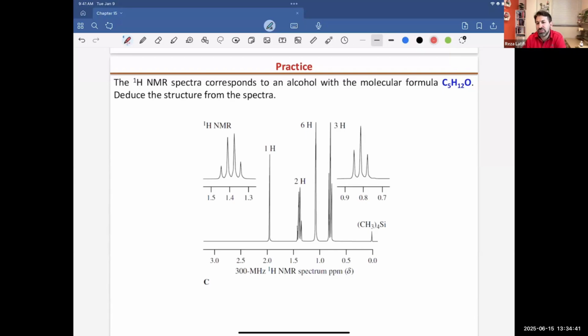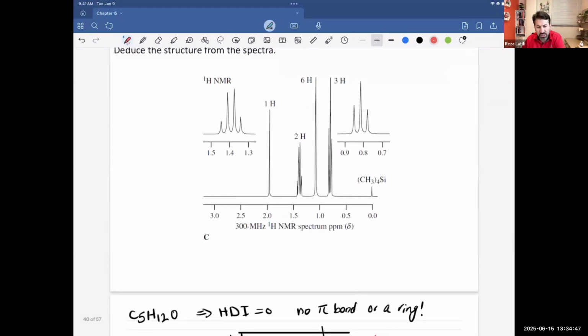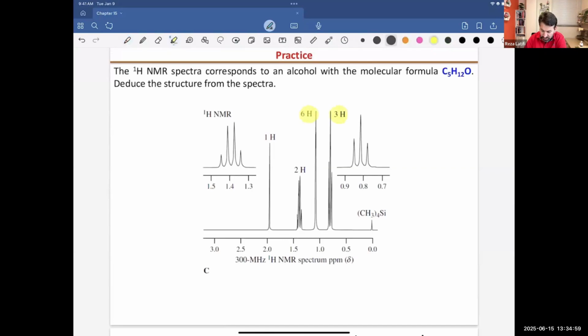Okay, so they gave us a C5H12O. That's going to be a saturated compound because the hydrogen deficiency index number is going to be equal to 0, so I don't have a pi bond or a ring. And if I highlight the number of signals, we have 4 signals. So we have at least 4 carbons or places carrying hydrogens, and they are not identical.